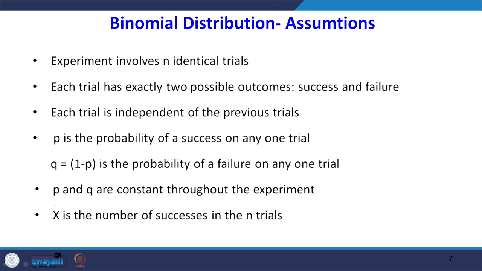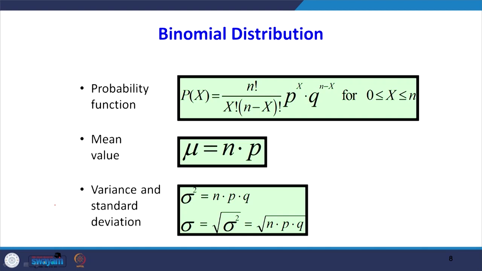So, X is the number of successes in the n trials. In the previous case we have seen x equal to 2. So, the probability function, as I told you, can be written as nCx, that is nothing but n factorial divided by x factorial into n minus x factorial, p power x, q power n minus x. The mean of this distribution is mu equal to n into p, directly we are going to use it.